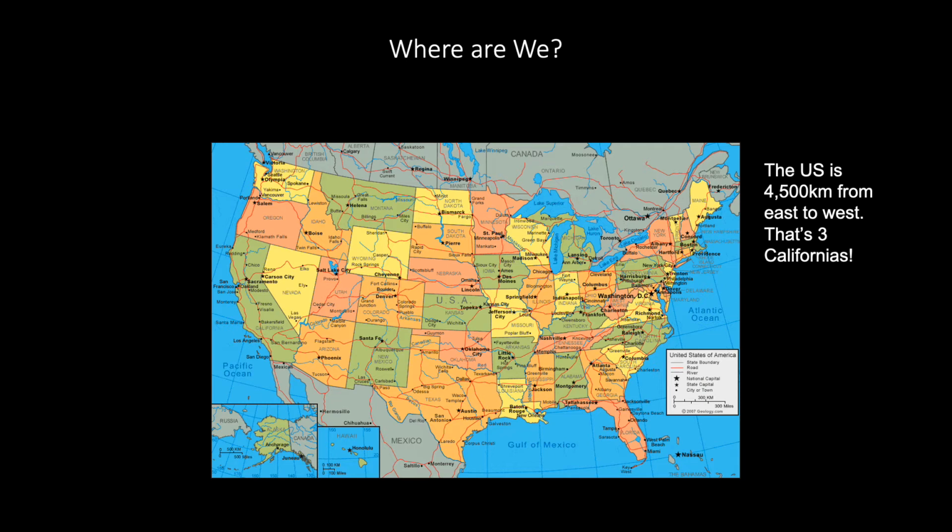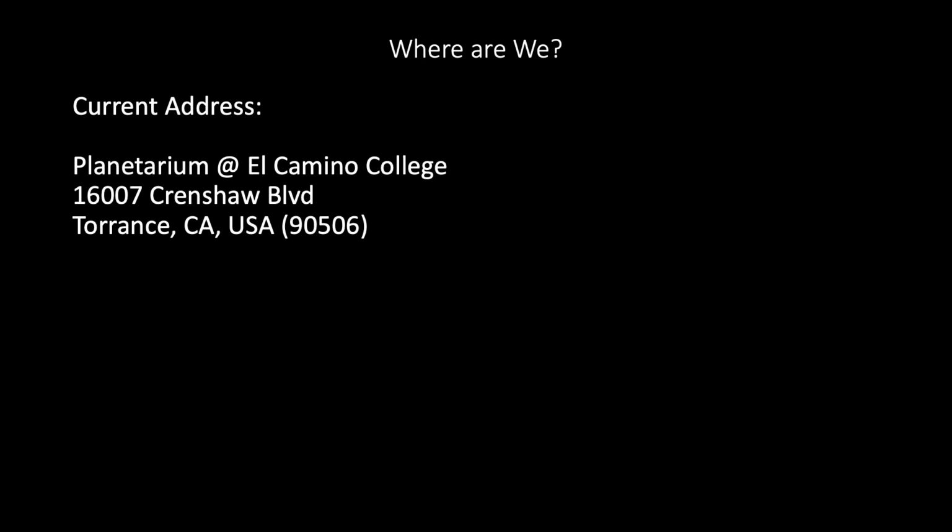So that is 4.5 weeks, so about a month, to travel from one side of the United States to the other if you just started walking and didn't stop. So this is our address. Our address is Planetarium at El Camino College, 16,007 Crenshaw Boulevard. City is Torrance, state is California, and we're in the United States. And of course, if you wanted to get a postcard delivered to the planetarium, you need to include the zip code 90506.